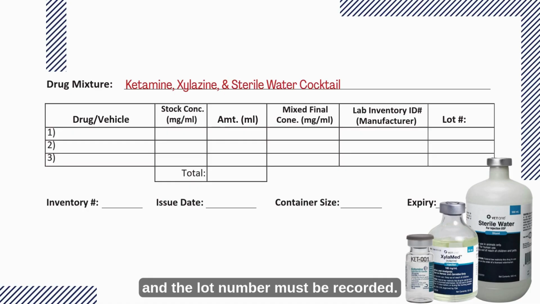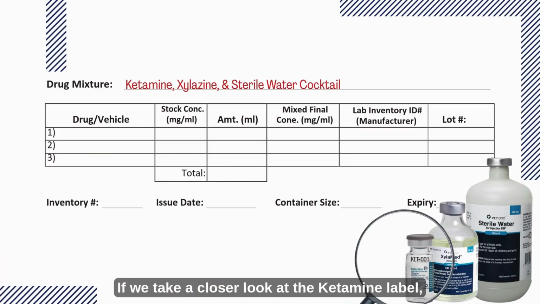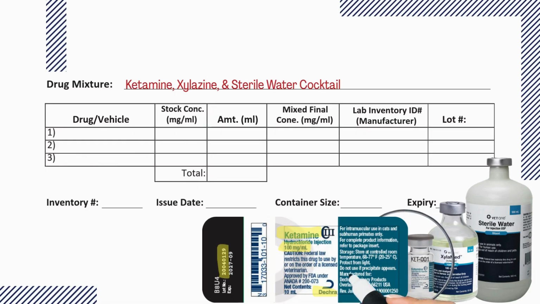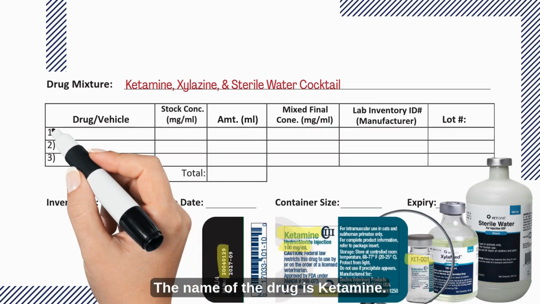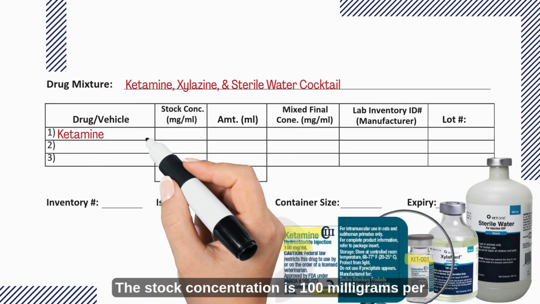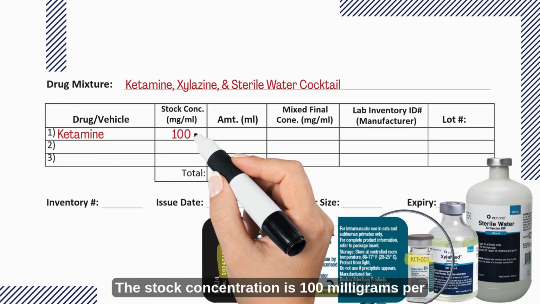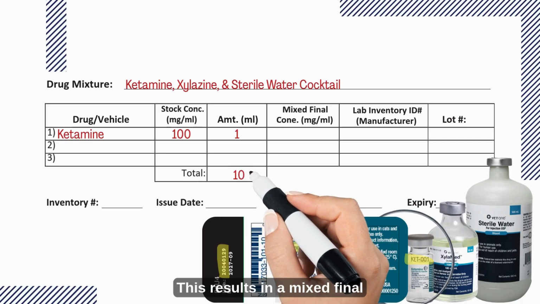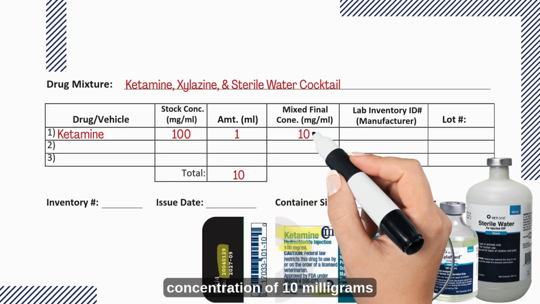If we take a closer look at the ketamine label, we can easily find all of the needed information. The name of the drug is ketamine. The stock concentration is 100 mg per milliliter. 1 milliliter is used to make a 10 milliliter mixture. This results in a mixed final concentration of 10 mg per milliliter.